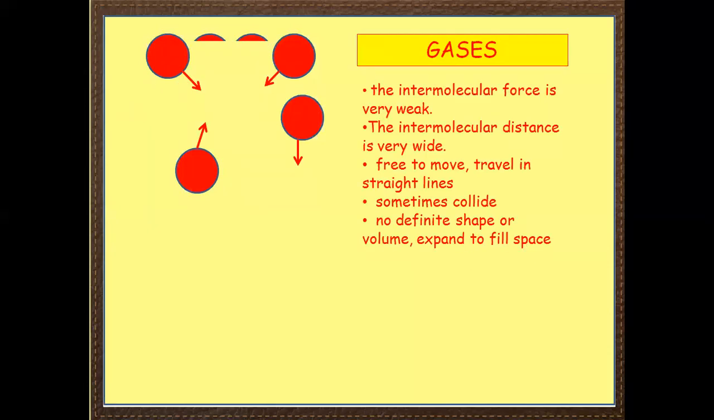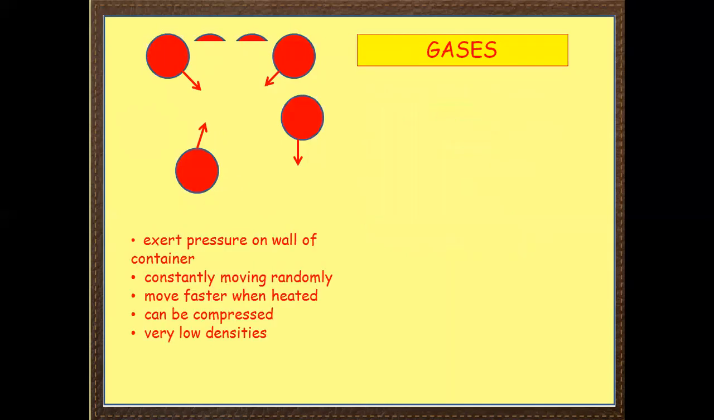In gases, the intermolecular distance is more than in liquids, and the intermolecular force is weaker than in liquids. So the particles are free to move and they travel in all directions in straight lines. And also they sometimes collide with walls of the container. So they don't have a definite shape, and they don't have a definite volume. And they can expand to fill the container. They exert a pressure on the wall of the container, and they are continuously moving in a random motion.